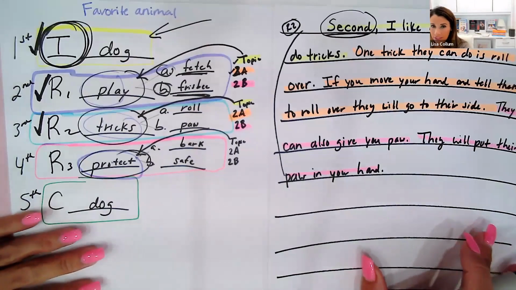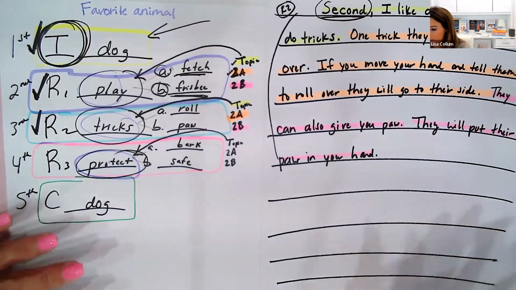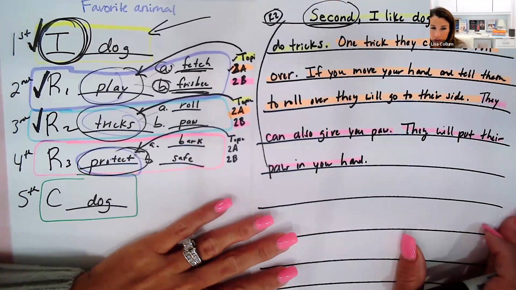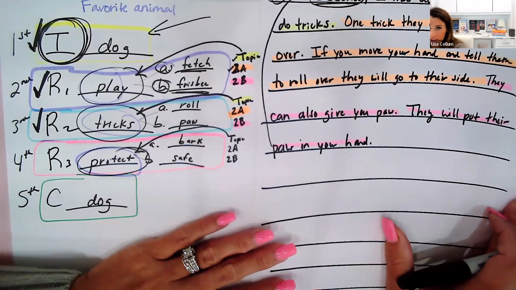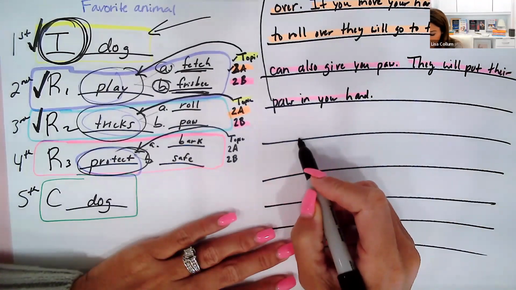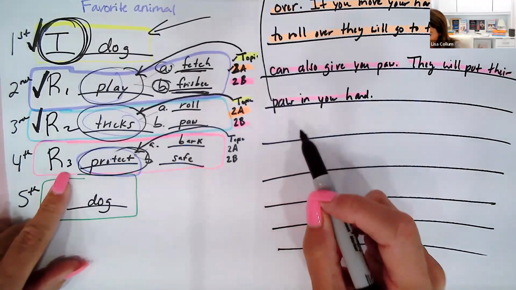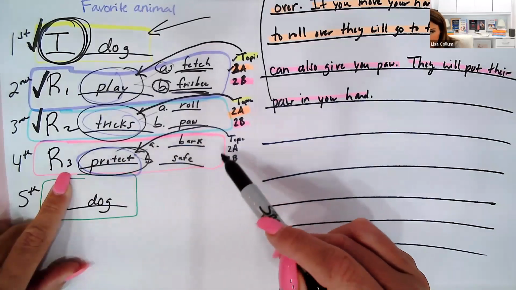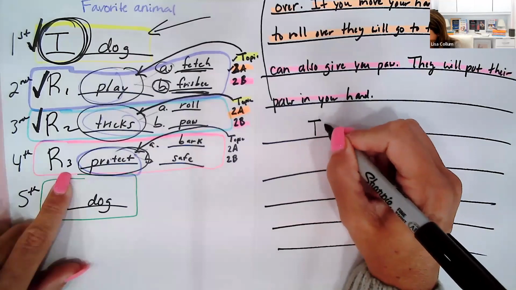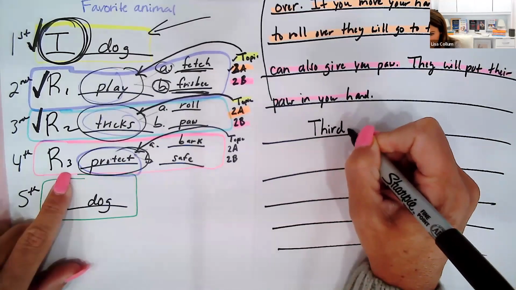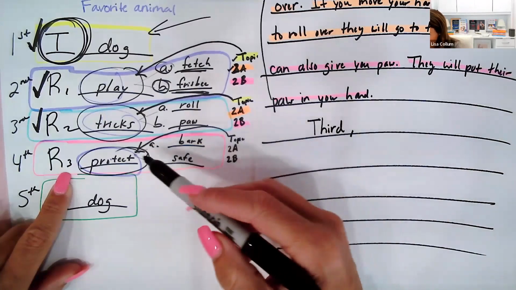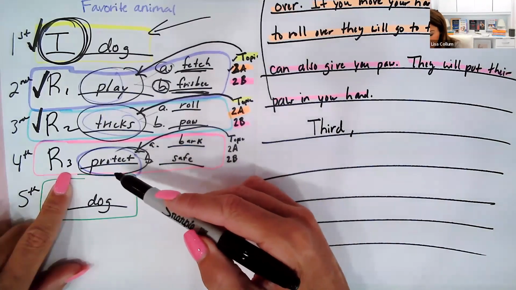Okay, you might still be working on it. That's okay, but I do want to start showing you the example of how to do it just because of time. So I want you to make sure that you indented because it's a new paragraph. Remember, we are on R3, which if you look over here is highlighted in a pink box. You indented, you should have started with third because we have to start with a transition word. And this is our third reason, third comma. Our first sentence is our topic sentence about dogs being our favorite animal because they protect you.